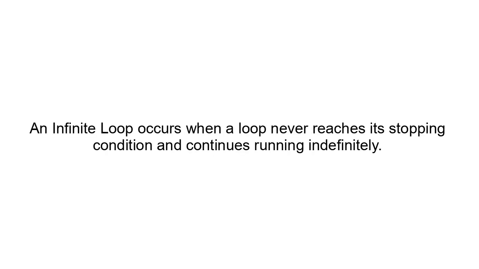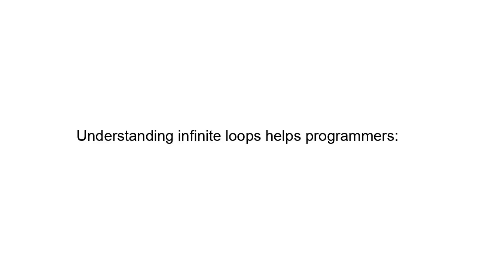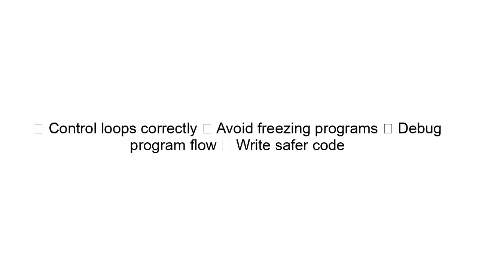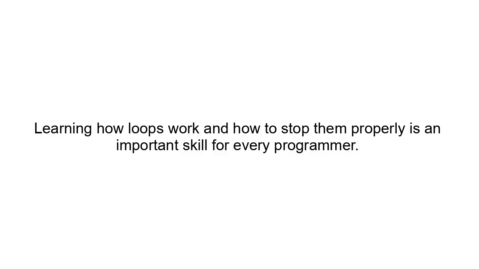Final summary. An infinite loop occurs when a loop never reaches its stopping condition and continues running indefinitely. This usually happens due to incorrect conditions, missing updates, or logical mistakes. Understanding infinite loops helps programmers control loops correctly, avoid freezing programs, debug program flow, and write safer code. Learning how loops work and how to stop them properly is an important skill for every programmer.